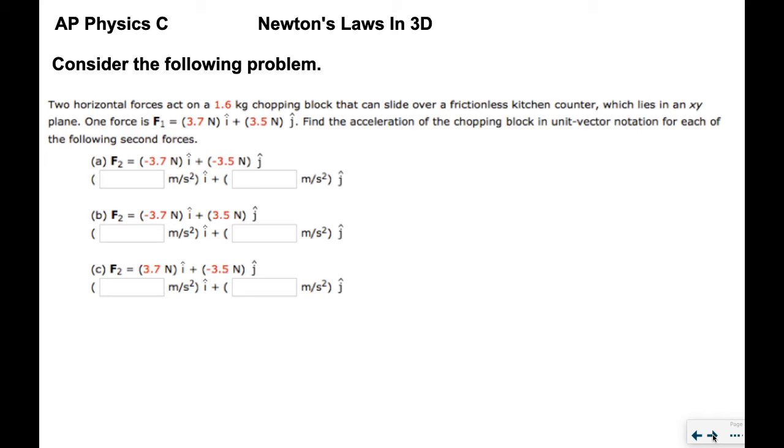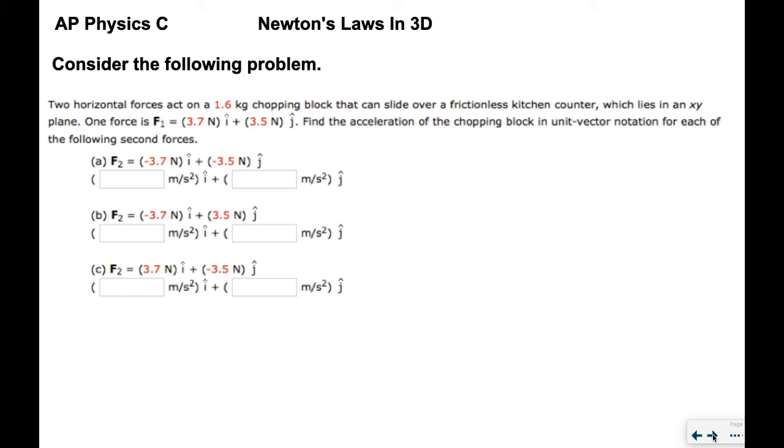So we have a simple example here where we have an object that can slide over a frictionless surface. The surface is in an XY plane. One thing that's not indicated here is that we are looking at the object from above. So in other words, we don't have to consider the gravitational force because it is acting into the table, into the plane of the XY plane where the object is moving.